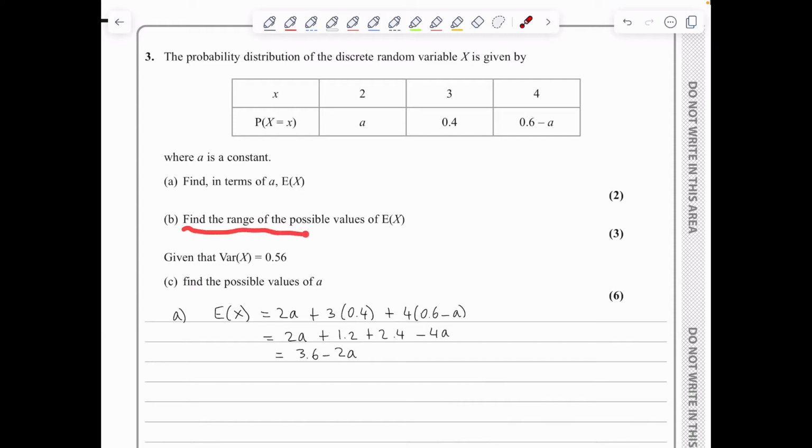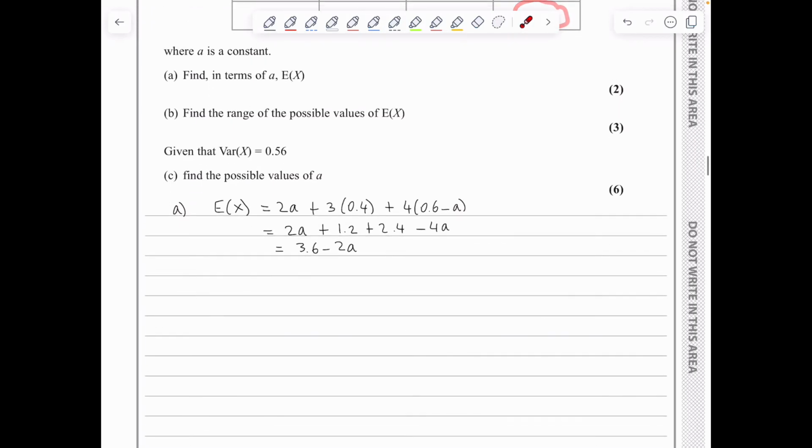In B, we're asked to find the range of the possible values of the expectation of x. So looking at the probability distribution, we know that A is a probability, so it must be between 0 and 1, and so is 0.6 minus A. So let's start by writing this. We say A to be between 0 and 1. We could put strict or inclusive inequalities. It's okay, both of them are acceptable. And also we want 0.6 minus A to be between 1 and 0. This means that we need A to be between 0 and 0.6.